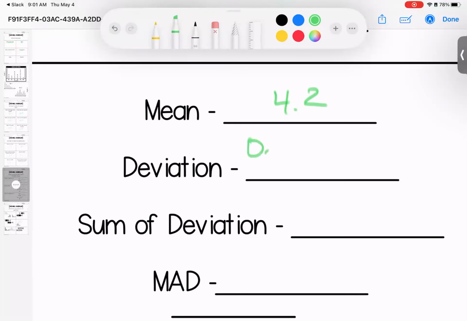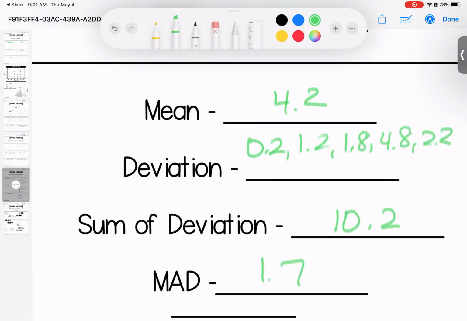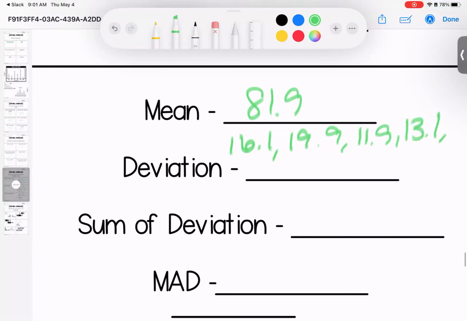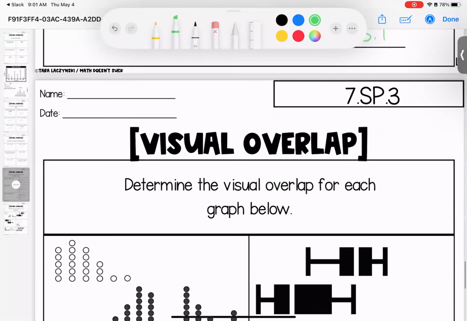And we have 0.2, 1.2, 1.8, 4.8, 2.2 for a sum of 10.2 and a MAD of 1.7. Last set, mean is 81.9, deviation is 16.9 or 19.9, 11.9, 13.1, 6.1, 0.9, 2.9, the sum, and the MAD. Questions on these, please go ahead and bring them with you to class.